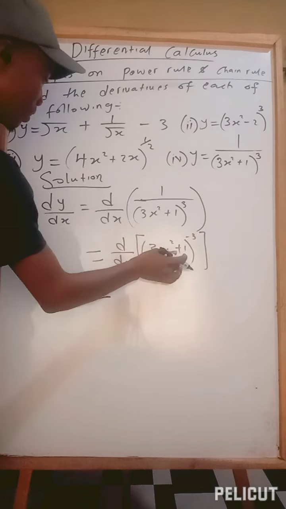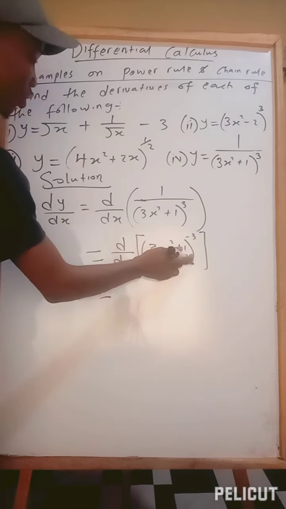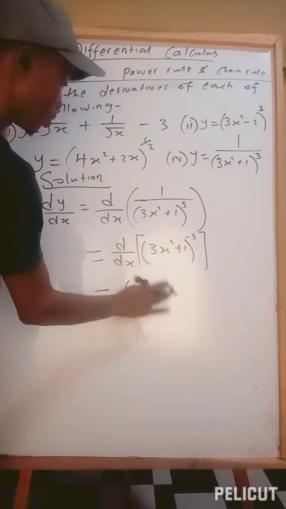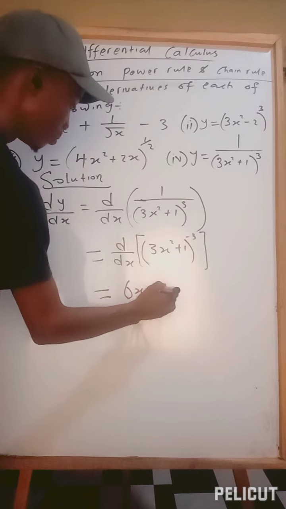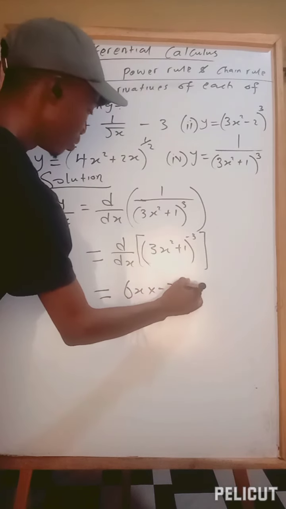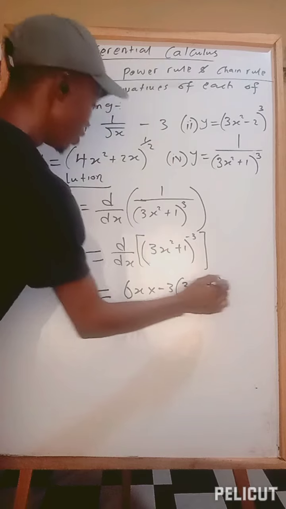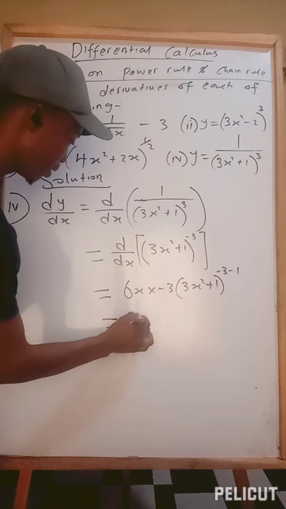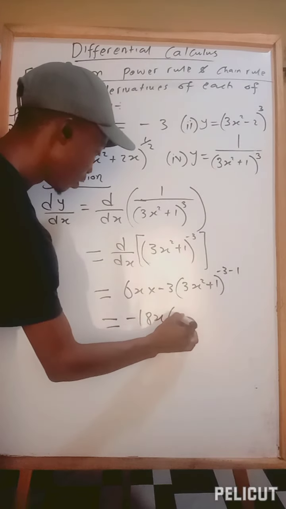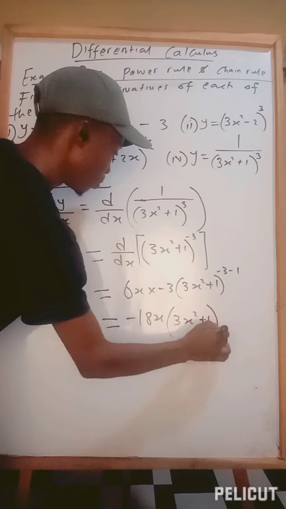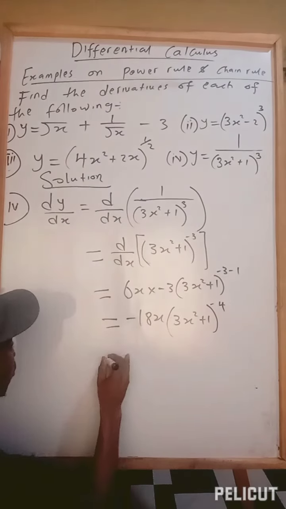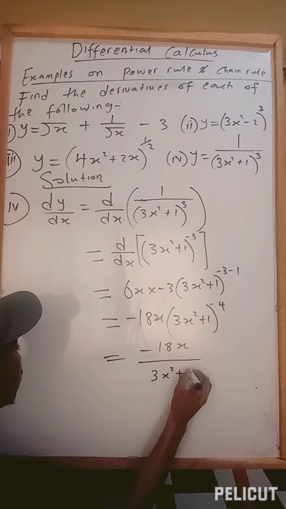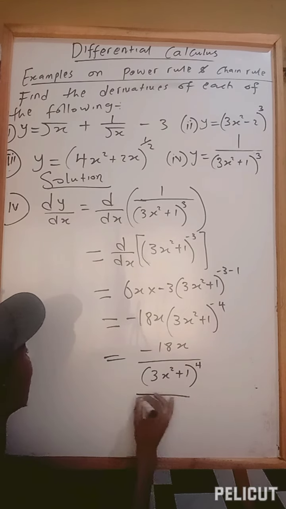As usual, we differentiate what is inside. And this is going to be 6x. We differentiate 1, it is 0. So that's 6x times, you bring down the power. That's going to be minus 3. Then you write back the function 3x squared plus 1, and subtract 1 from the power. Minus 3 minus 1. And this guy gives us minus 18x, open bracket 3x squared plus 1 raised to the power of minus 4, which can also be written as minus 18x divided by 3x squared plus 1 raised to the power of 4.